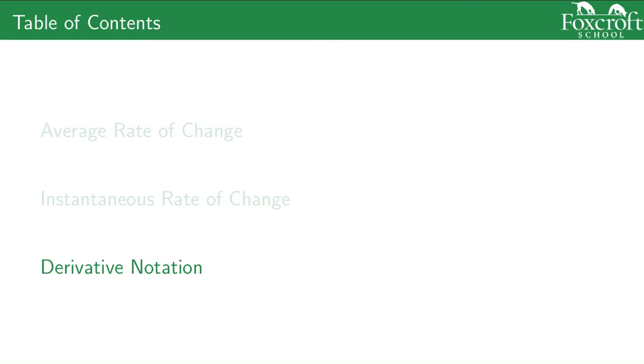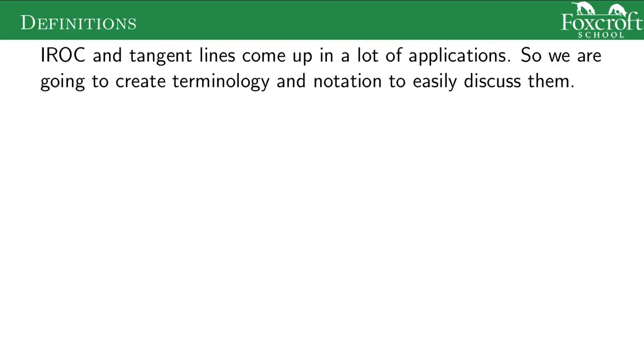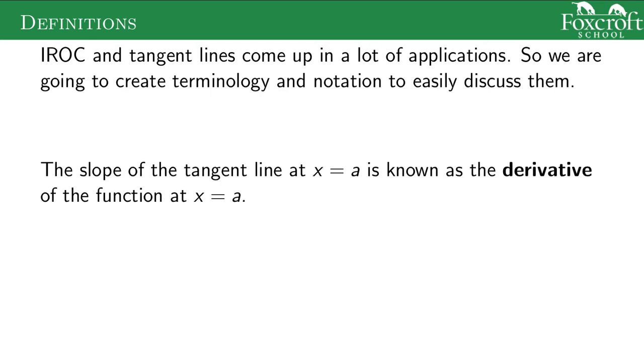All right, so now we know about our two different rates of change and how to find each one. Now we're going to talk about a new notation. Both of these things have to do with slopes of lines and changes. The instantaneous rate of change is the thing that's going to come up a lot in applications. So we're going to create a terminology and a notation that'll help us easily reference them. The first thing is the slope of the tangent line at x equals a.